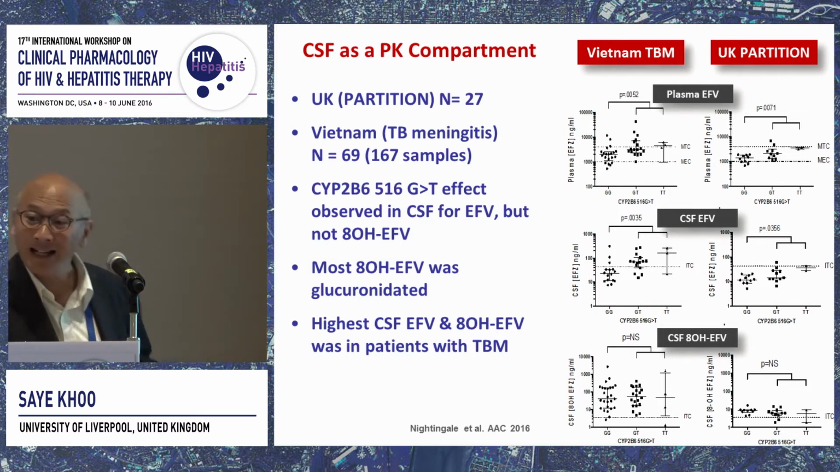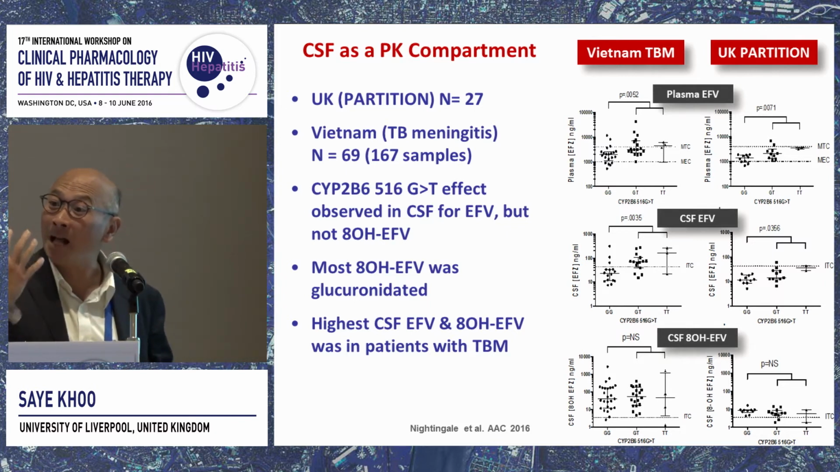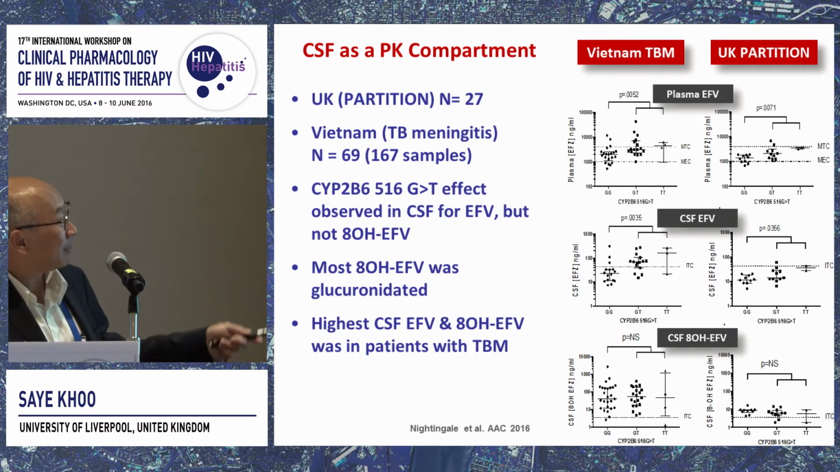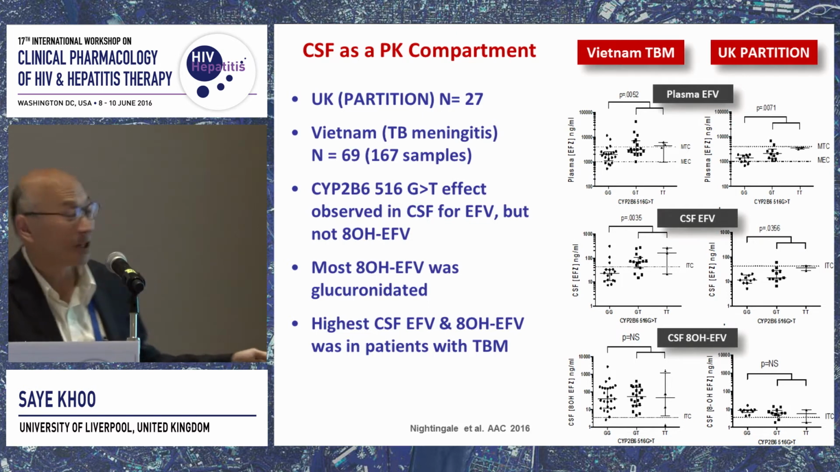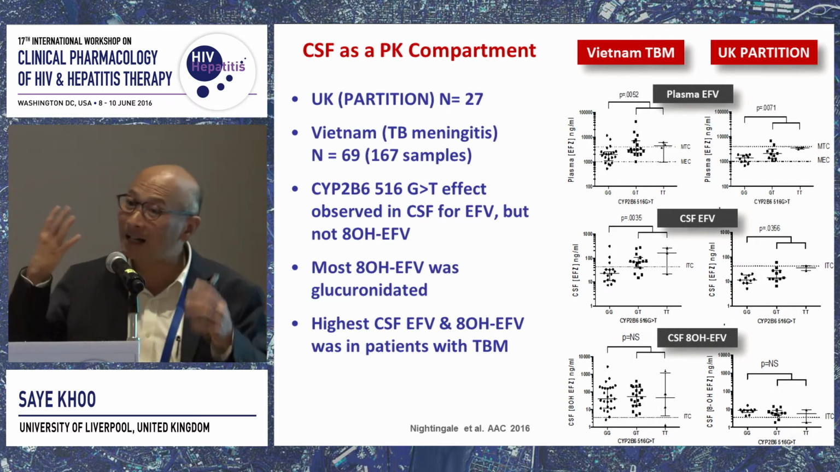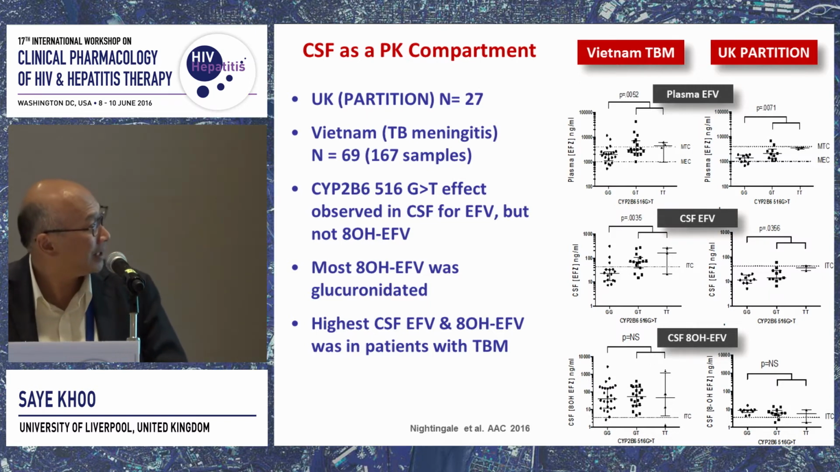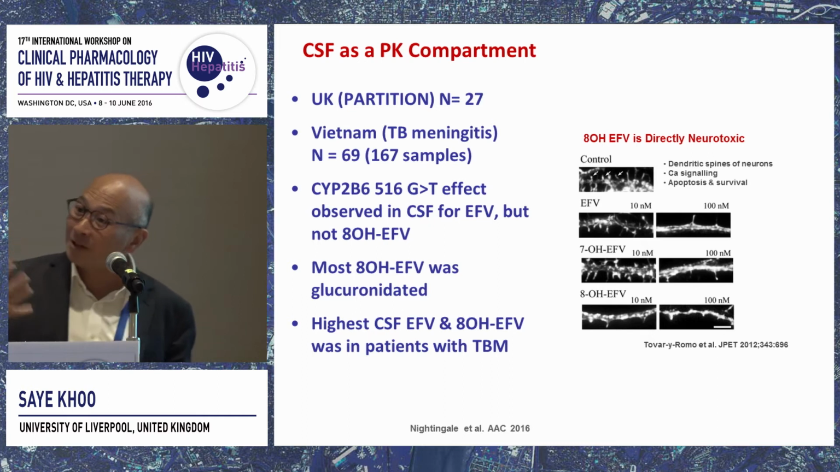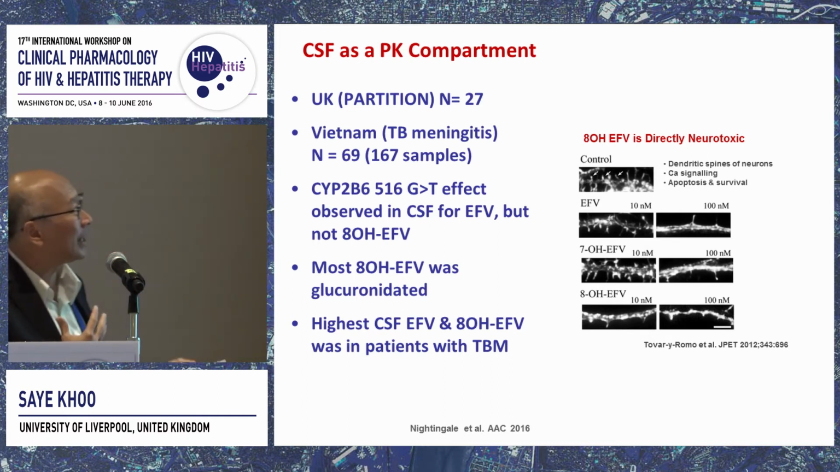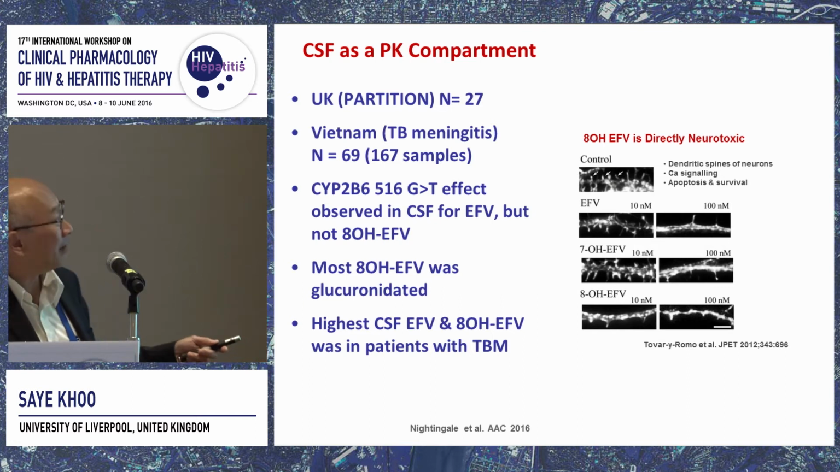But these people had very leaky blood-brain barriers, so perturbed CSF plasma albumin ratios. And some of these were comatose, and mortality in this study was pretty high. Again, very high levels of 8-hydroxyefavirenz in these patients. And I think there's some in vitro data suggesting that 8-hydroxyefavirenz is actually much more neurotoxic than the actual parent.